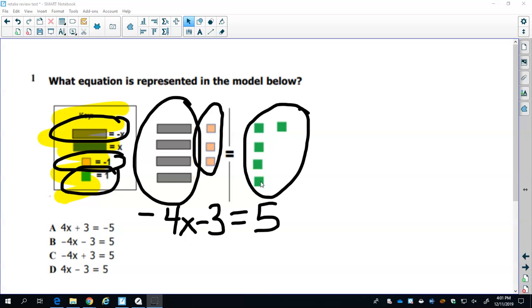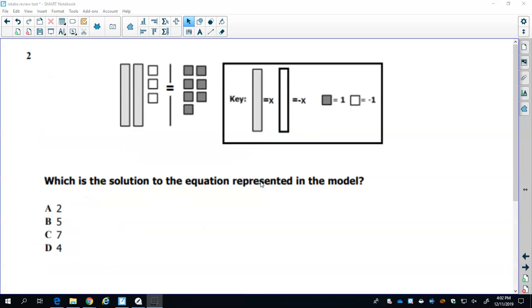So again, with these, just make sure you're matching the model, you're looking at the key, and you're figuring it out that way. So the correct answer for this one would be B. You got that one right. Okay. All right, let's look at number 2.